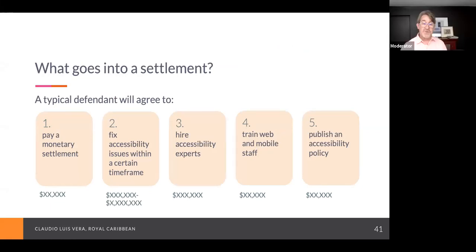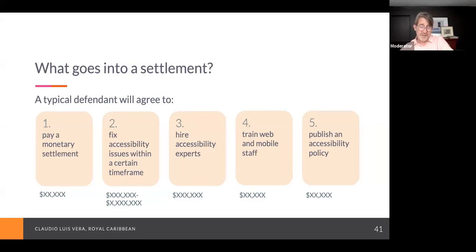So what goes into a settlement? Typically you're going to see the same elements in every website accessibility settlement. You're going to pay some sort of monetary settlement, and that's in the 4 or 5 figures. That's the least of your worries, how much you're paying your blind plaintiff for the lawsuit. Then you're also having to pay some sort of monetary settlement for attorney's fees and expert fees. That's significantly more, likely maybe about $100,000.